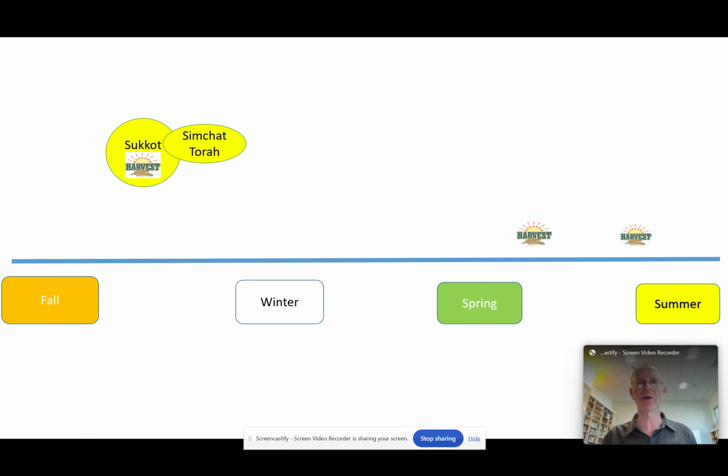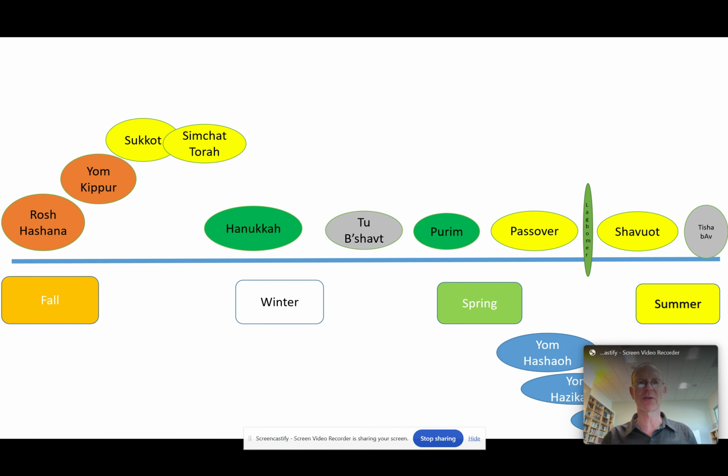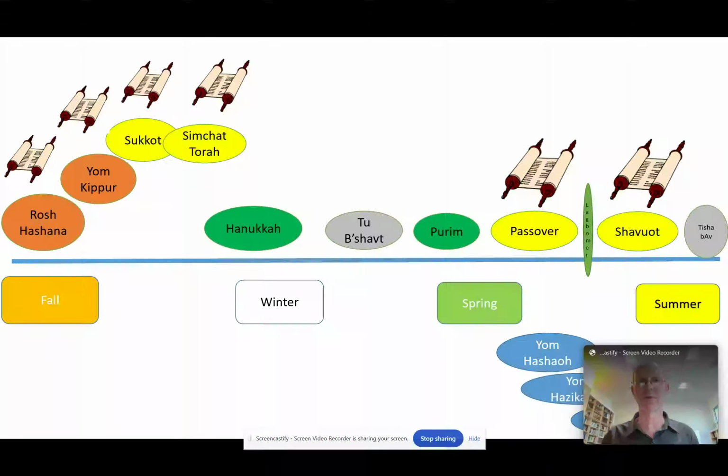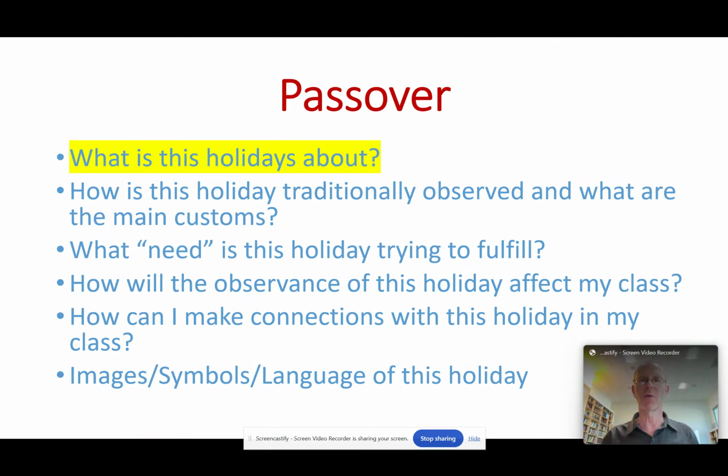So as you know, there are many Jewish holidays that punctuate our year. Some of them are based on the Torah itself. Some of them are based on the fact that Israel is a state. Some of them are based on Jewish history. And here we are at Passover. Well, what is this holiday about?